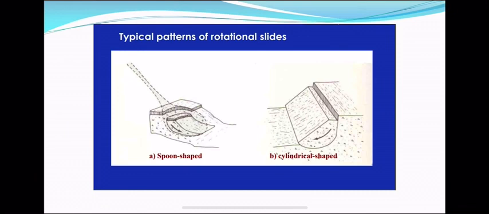There can be a settlement at a certain point away from the crest of the slope, and a failure surface which occurs because of the soil movement, as shown here. And this is a typical rotational slide, which is also called a spoon shaped failure, as we can see in the figure.